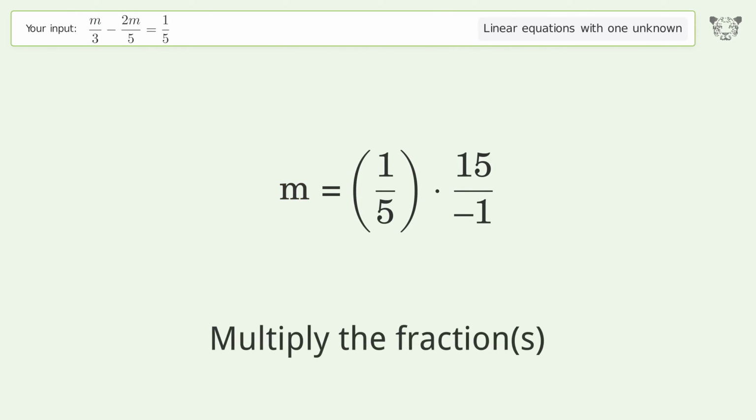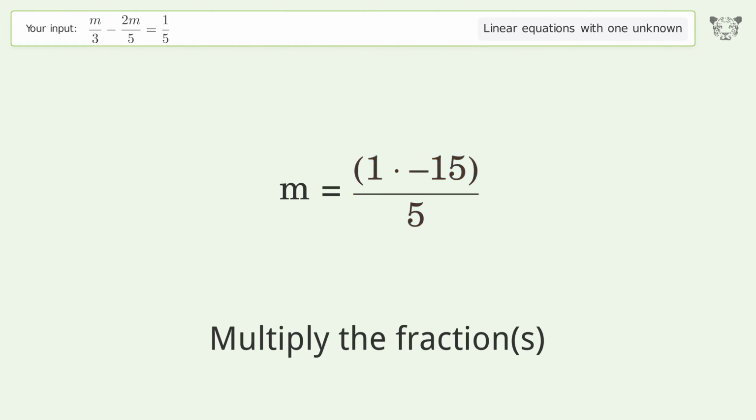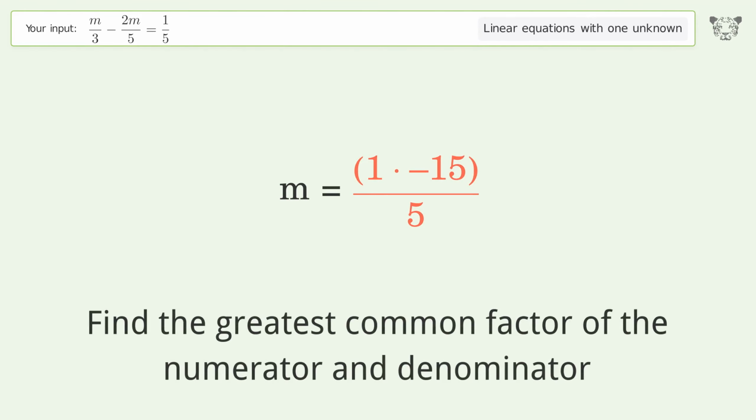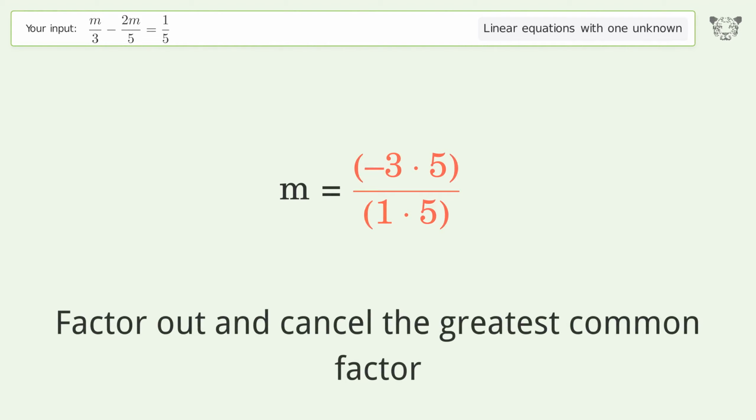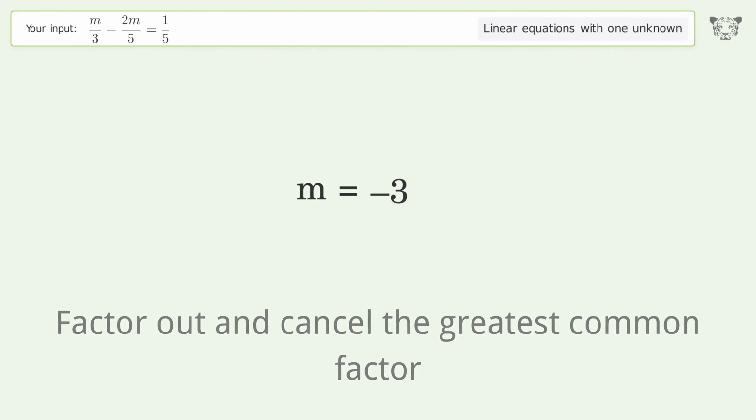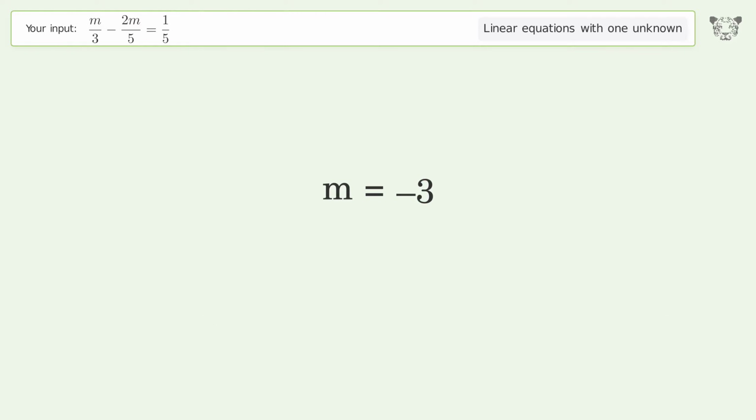Multiply the fractions. Find the greatest common factor of the numerator and denominator. Factor out and cancel the greatest common factor. And so the final result is m equals -3.